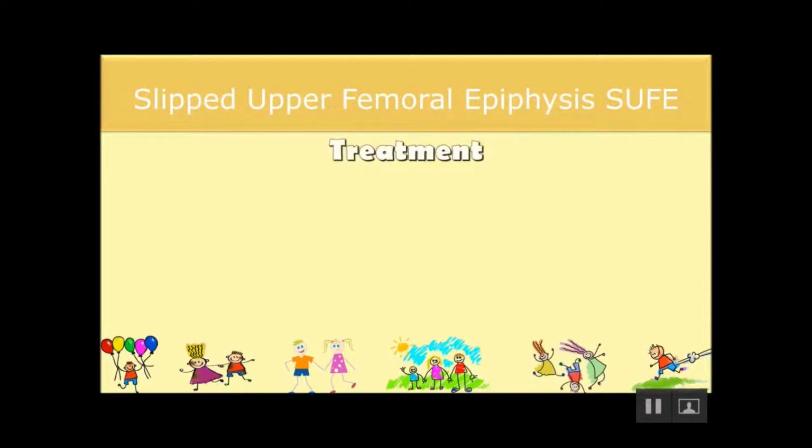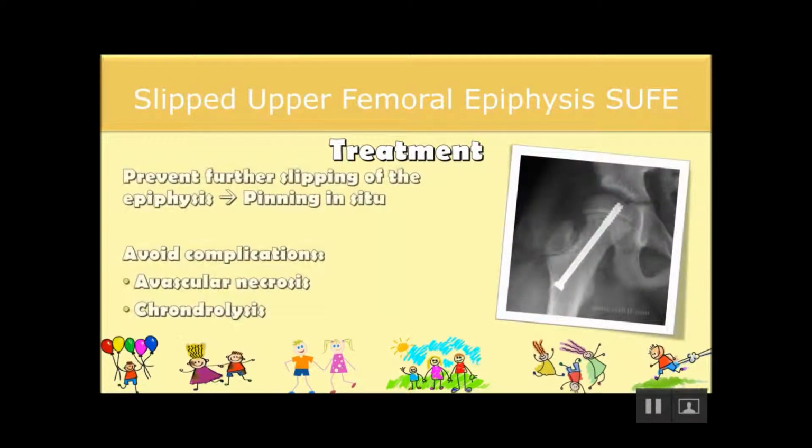In terms of treatment, to prevent further slipping of the epiphysis, there is pinning in situ. Treatment also involves avoiding complications such as avascular necrosis, which may be due to excessive manipulation or due to an unstable and severe slip, as well as chondrolysis, which is due to persistent pin penetration in the joint or a slip.